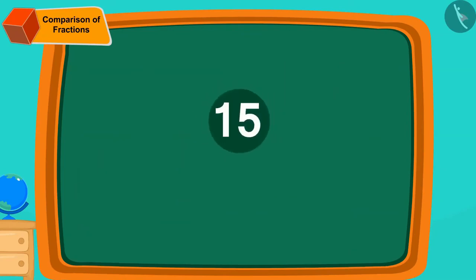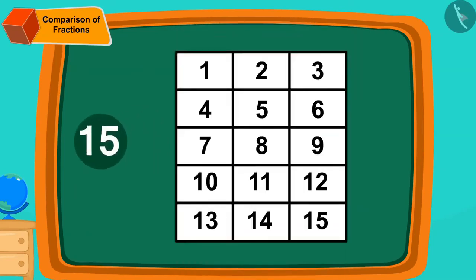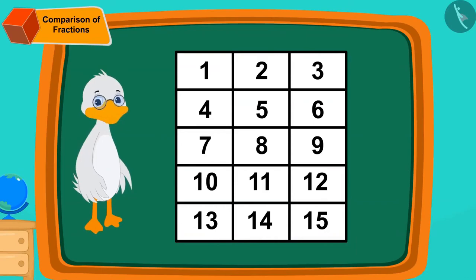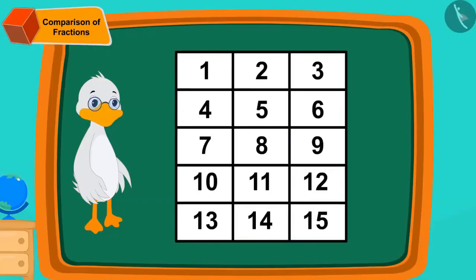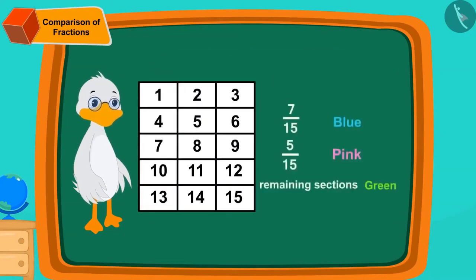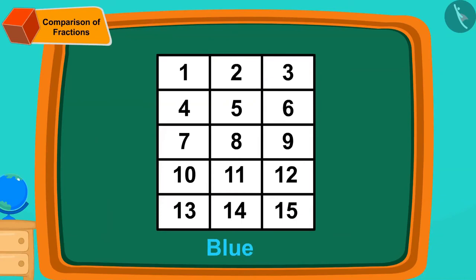Children, here 15 means the cloth will be divided into 15 equal parts. Let us see how Uncle fills color in it. Then Uncle showed a white cloth with 15 sections like this. Can you fill color in this cloth according to Chanda's design? Let us first fill the blue color of Chanda's design.